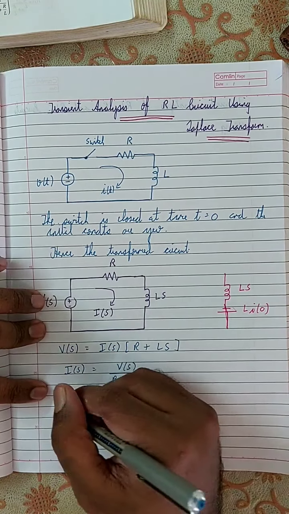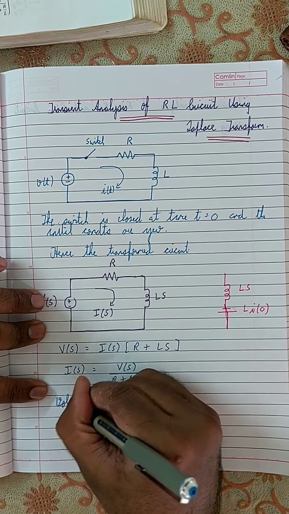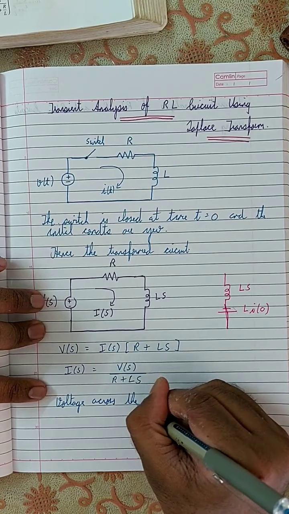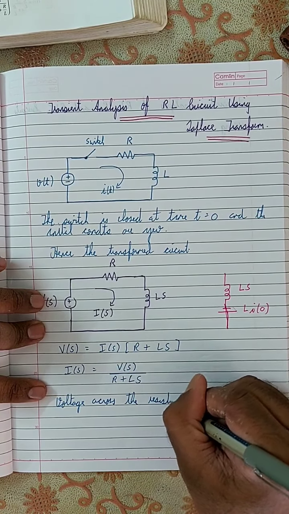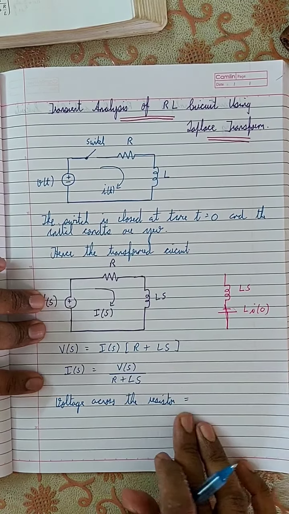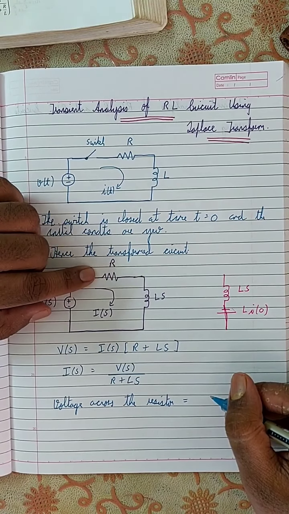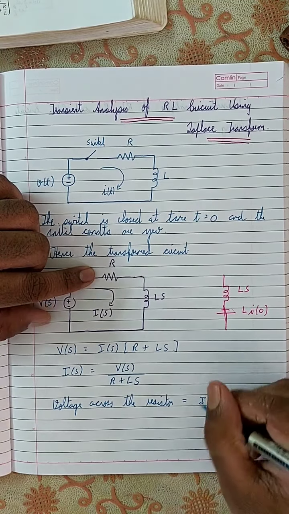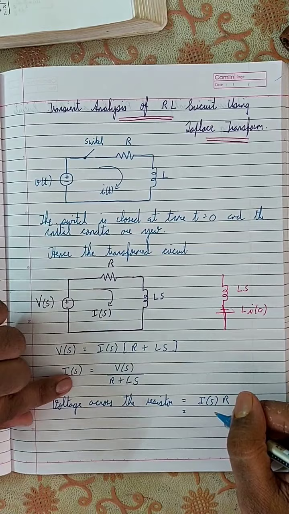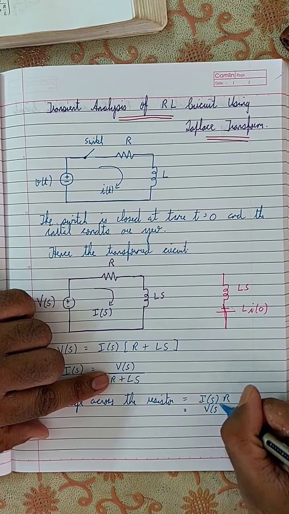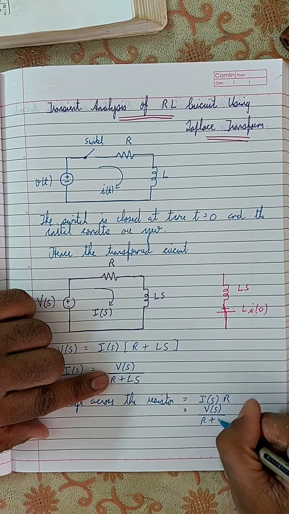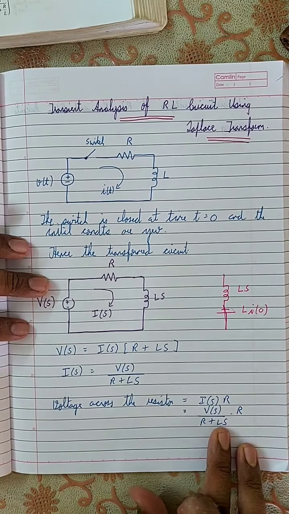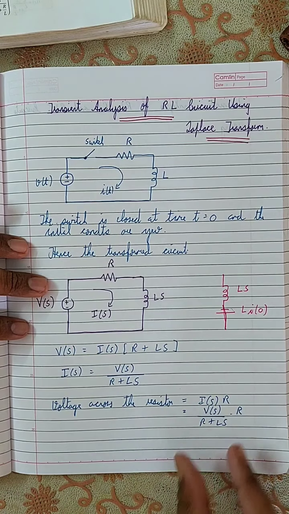The voltage across a resistor, in that case, you should all know Ohm's law: the voltage across the resistor is I(s) into R. And what is I(s)? This is I(s), so therefore this is equal to V(s) by (R plus Ls) into R. Okay, this is the equation for voltage across the resistor.